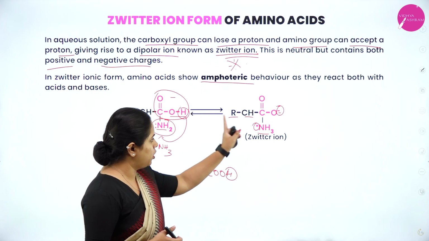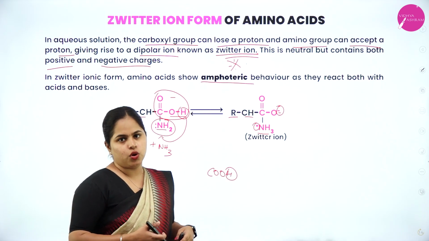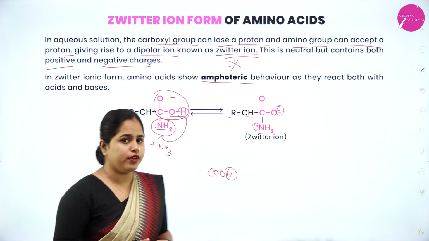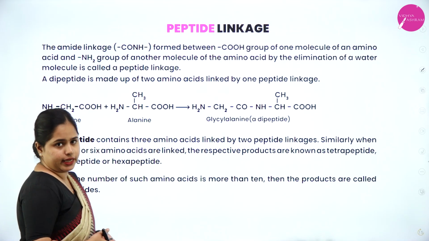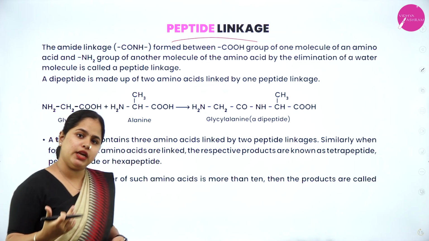So, the proton will be lost from the carboxyl group, which will be accepted by the amino group. So, this is the Zwitter ion form of an amino acid. I hope that is clear. Moving on to the next part, that is peptide linkage. In amino acids you have the linkage which is called peptide linkage.